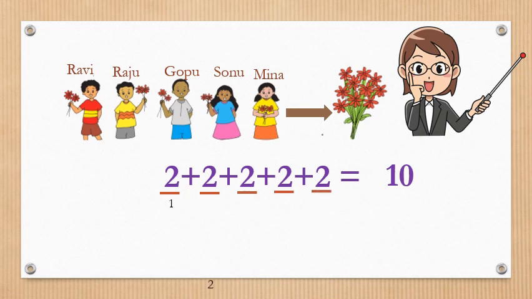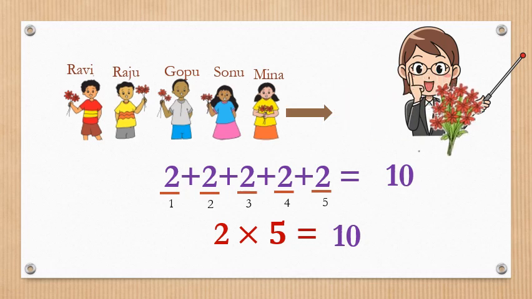This is 1 time, that is Ravi's, 2 times, 3 times, 4 times, 5 times. Means here 5 times we have written 2, isn't it? So we can go for one more method which is very quick compared to this addition method. See, this is 2 times 5, correct? So 5 2s are 10, isn't it? Means there are 10 flowers in the bouquet that they gave to their teacher.